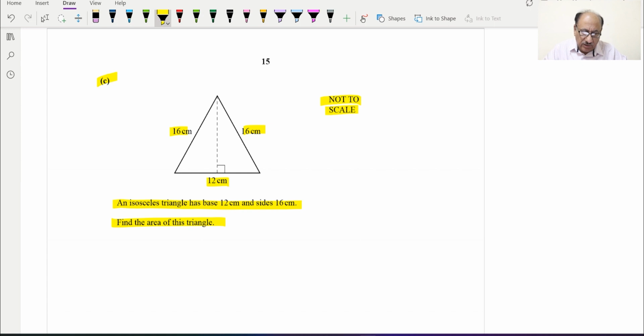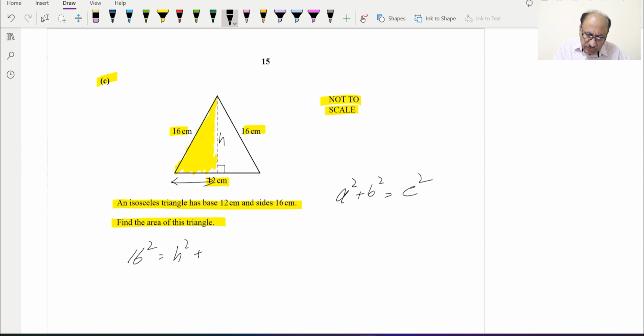So for the area of the triangle we require the height, and for height we can consider half the triangle like this one. We can apply Pythagoras theorem, a square plus b square is equal to c square. So 16 square is equal to h square plus half of 12, which will be 6, so 6 square. So h square is equal to 16 square minus 6 square.